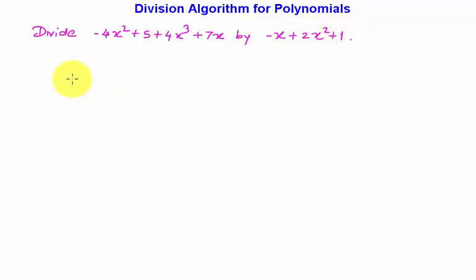Hi, in this video we'll discuss the division algorithm for polynomials by taking one example. So let's take one problem. Divide minus 4x square plus 5 plus 4x cube plus 7x by minus x plus 2x square plus 1. So this is the problem statement.